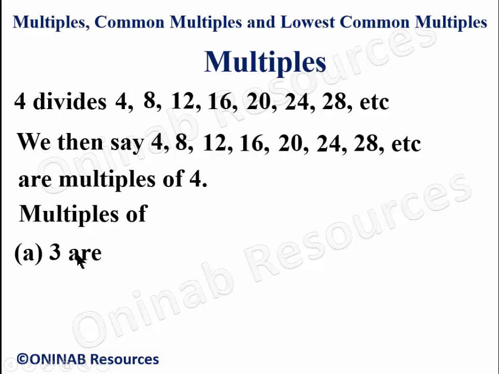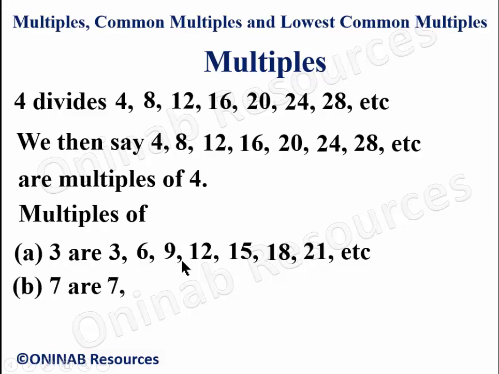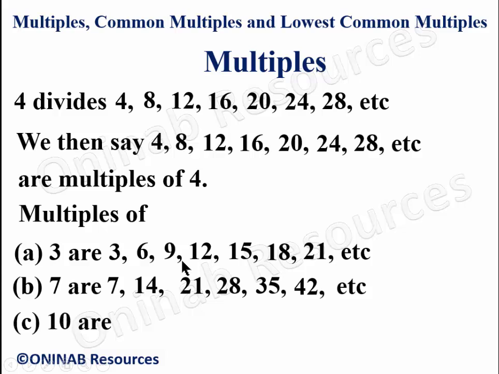Multiples of 3 are 3, 6, 9, 12, 15, 18, 21, etc. The list is endless. Also, we have multiples of 7 to be 7, 14, 21, 28, 35, 42, etc. And finally, we have multiples of 10 to be 10, 20, 30, 40, 50, etc. So these are multiples of numbers as explained in this slide.